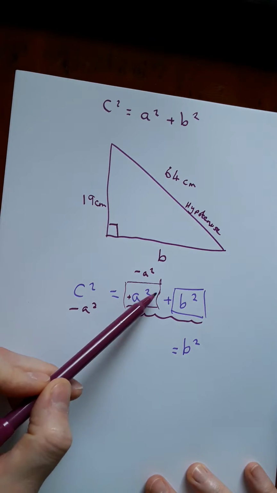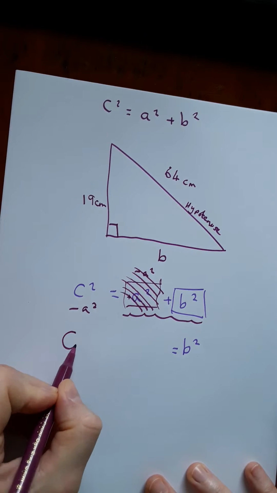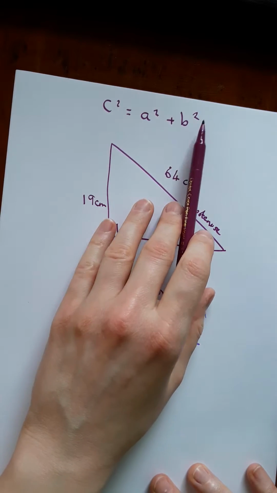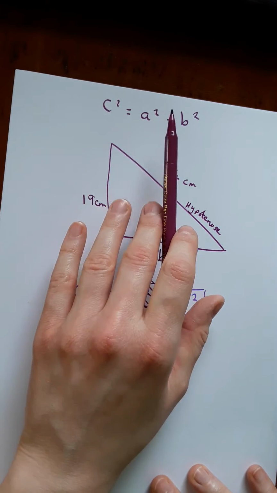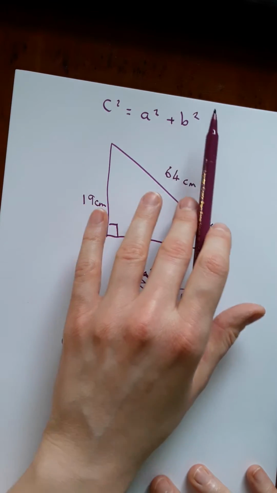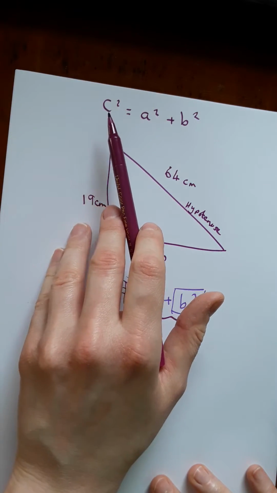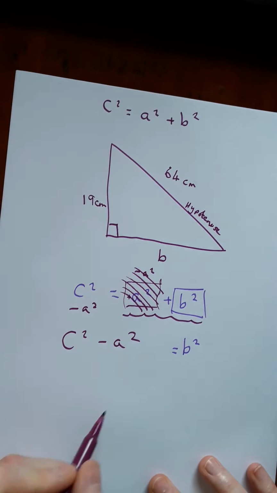So positive a squared minus a squared will cancel, they cancel each other out, but now we're left with c squared minus a squared on the other side. So this would be the equation for finding another side. Now the easiest way to look at it is, if you know both the short sides, you use the equation normally. If you only know one side of the short sides, you need to take that away from your hypotenuse squared.